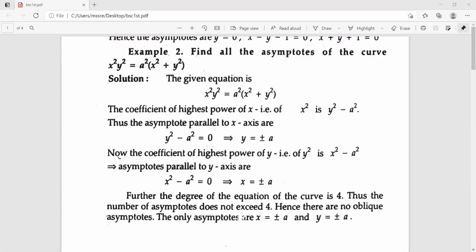But observe the degree of the equation here. The degree is at most 4, because x squared is there, y squared is there, and its power is 2 plus 2, that becomes 4. Therefore, it can have at most 4 asymptotes, but already you have got 4 asymptotes. What are the 4 asymptotes? One is y equals plus a, another is y equals minus a, another is x equals a, and one more, x equals minus a. Totally you have got 4 asymptotes.